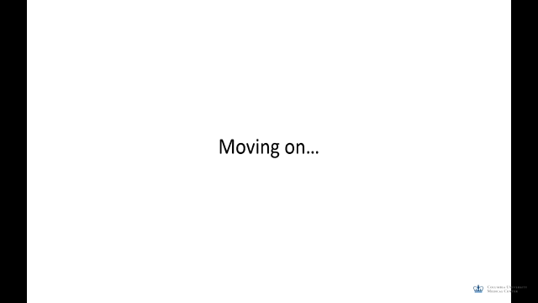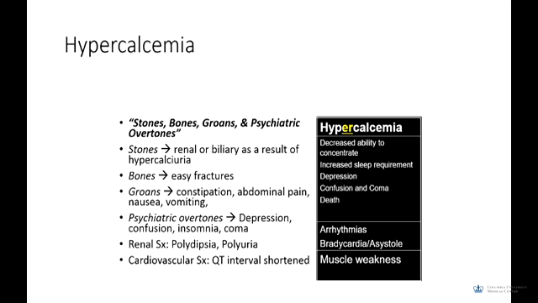All right, moving on. We're going to talk about hypercalcemia and hypocalcemia. First up is hypercalcemia. So hopefully you guys know by now this is a disease of stones, bones, groans, and psychiatric overtones. Really quickly, we're going to just go over what each of these means. Stones, you have hypercalciuria. So you have increased calcium in your urine. You have increased risk of getting kidney stones.